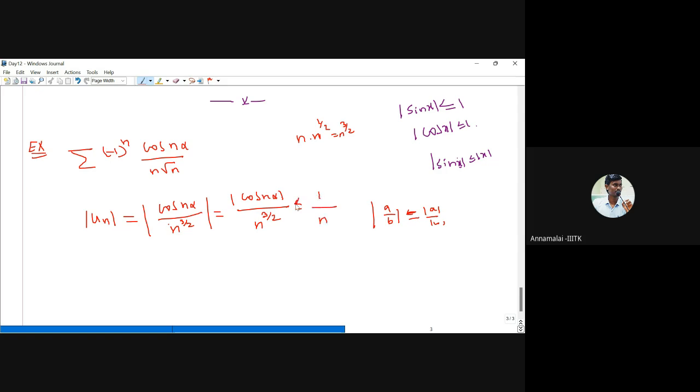That's why I am writing here less than or equal to, because cos n alpha is less than or equal to 1, over the denominator. So this is true for any n. Now modulus of un is less than or equal to this vn, and we know that this series is convergent, because this is a p-series with p equal to 3 by 2. This 3 by 2 is bigger than 1. So this converges. By comparison test, this converges.